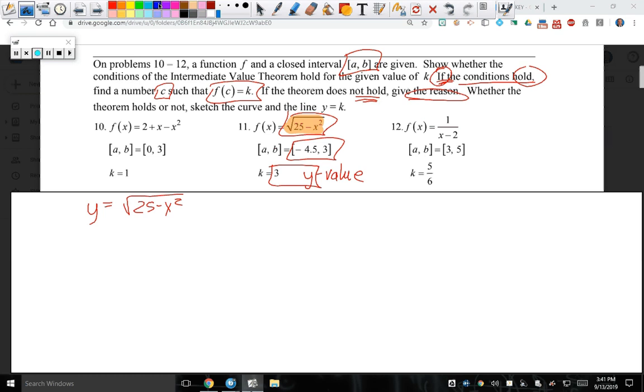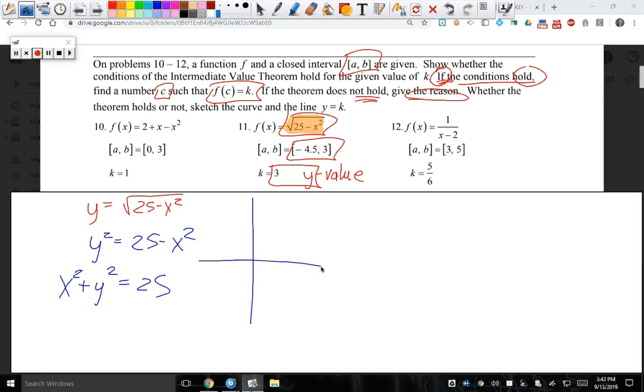What if you took out a -1 and then... no worries. I'm going to square both sides. It's a circle. So if I add the x squared over, this is actually a circle with a radius of 5. Whoa, careful though. You know how square roots have a plus or a minus? This is only the top part because it's a positive square root.